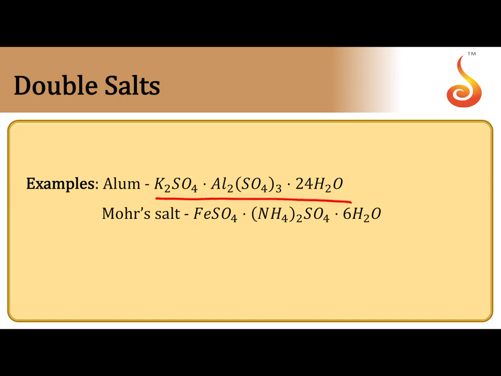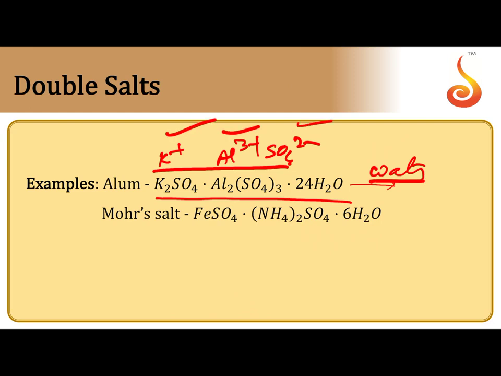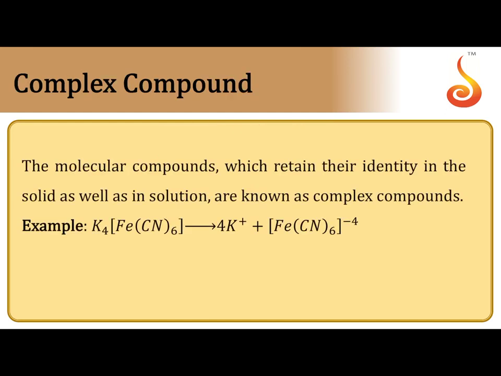So, potash alum, in the solid state, has K+ ions, Al3+ ions and SO4 2- ions. Three types of ions are present in the solid state. When it is dissolved in water, it splits into three types of ions; that is a double salt. Same thing, Mohr's salt also.